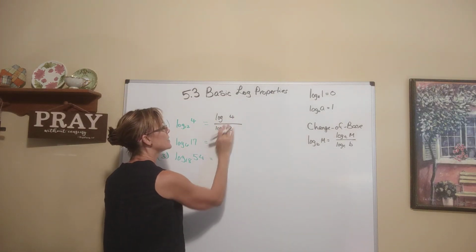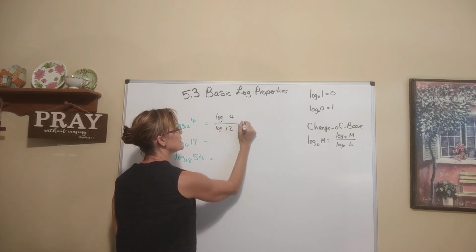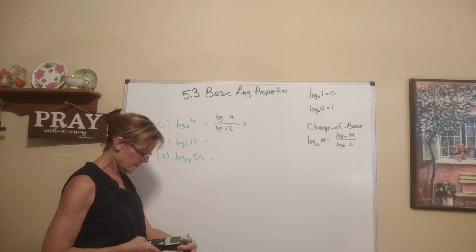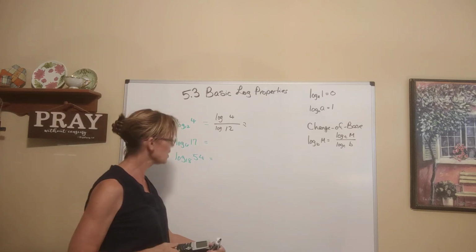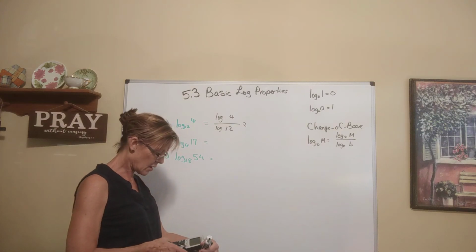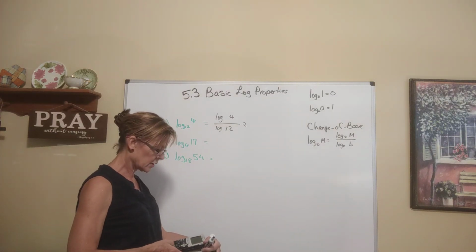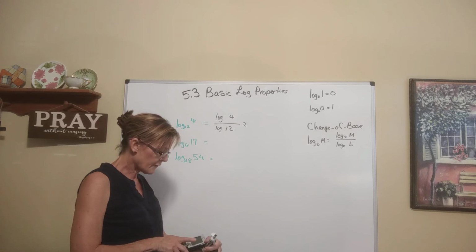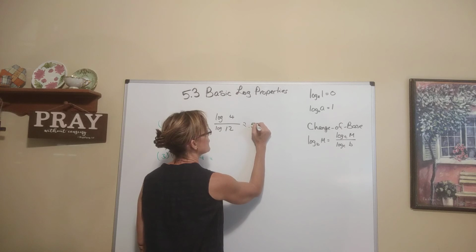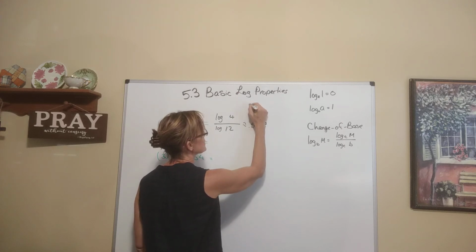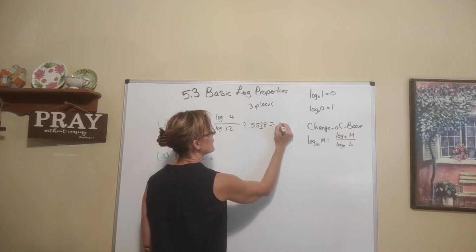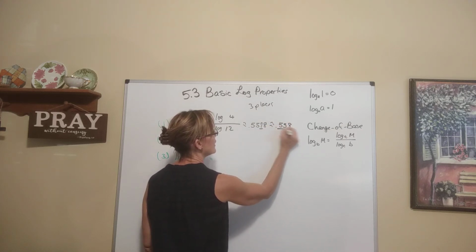Now, I don't have to write the base when it's base 10, right? So I'll put this in my calculator. In your calculator, say, okay, log of 4, close parentheses, divided by, press the log button, enter 12, close parentheses, and you get 0.5578. So if we round to 3 places, this is about 0.558.